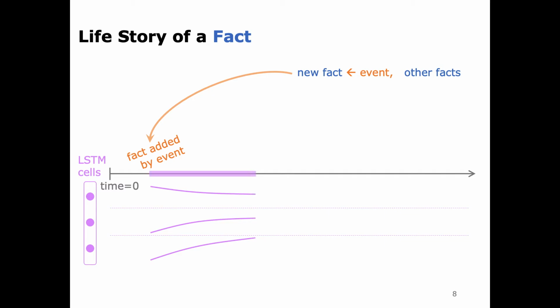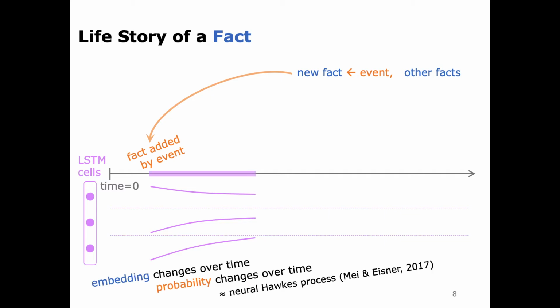Since the cell contributes to the embedding computation, the embedding and the probabilities change over time, as in our neural Hawkes process. In the neural Hawkes process, the LSTM cell will be affected by every event, but in our neural Datalog through time, the cell continues to drift until a relevant event happens and triggers a change according to the rule.